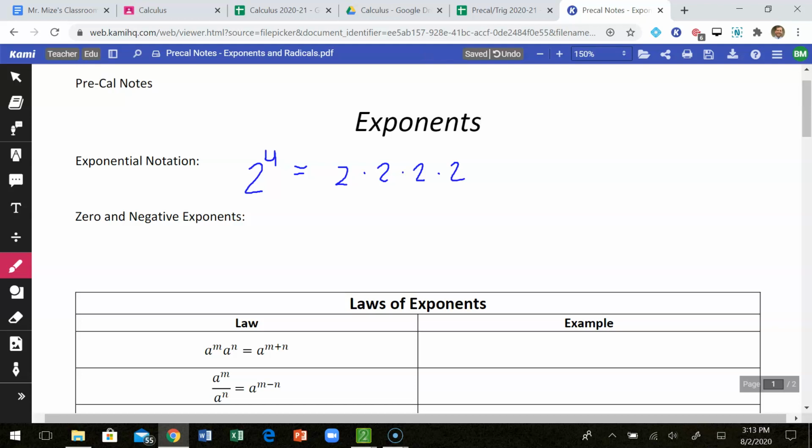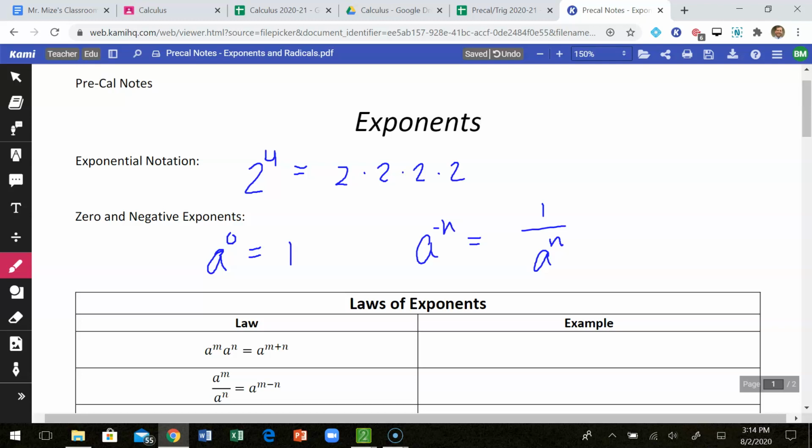Some very common properties here if I have 0 or negative exponents. So if I had any number at all, I'll just call it a, because it could be any number, to the 0 power, anything at all to the 0 power is 1. And then negative exponents, if I had a number to a negative exponent, so a to the negative n, what happens here is it goes to the bottom, right? I put a 1 on top, it goes to the bottom, and I have a positive exponent there.